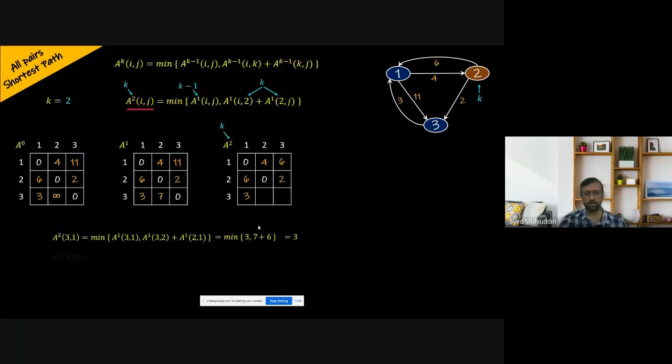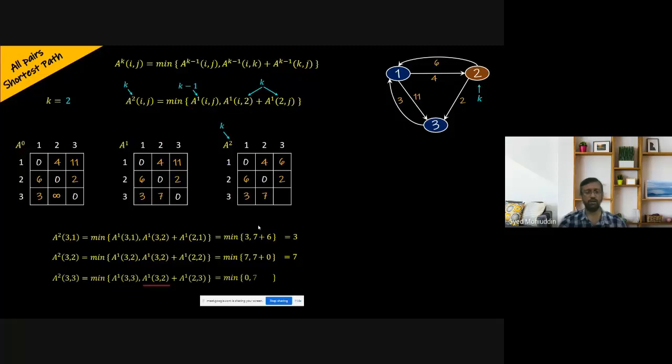Now this is how we compute for i equal to 3 and all the values of j. This is how we fill up the entire matrix for A of 2, where 2 is the intermediate vertex.